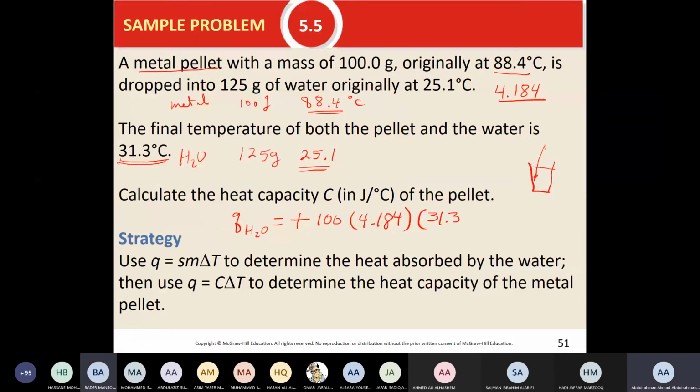31.3 minus 25.1, 25.1. That's it. Doctor, it should be 125 gram or 100. Doctor, 125 gram. 125. Yes, you're absolutely right. Sorry, yes, I am wrong. Yes, of course, it's 125. I was looking at this 100 gram. Anyway, so what's the answer now?